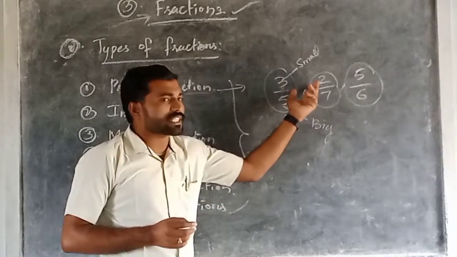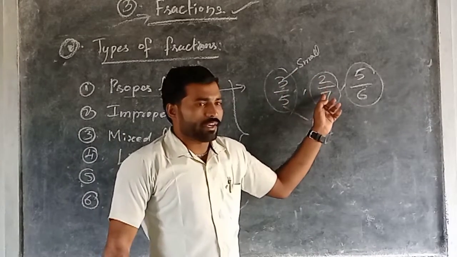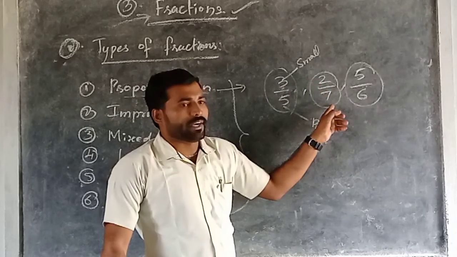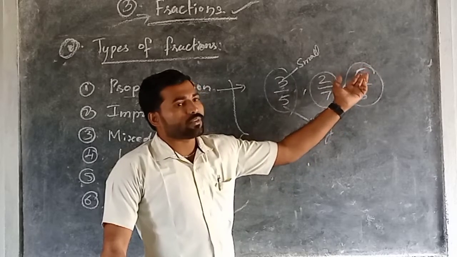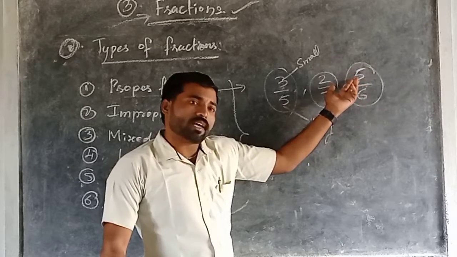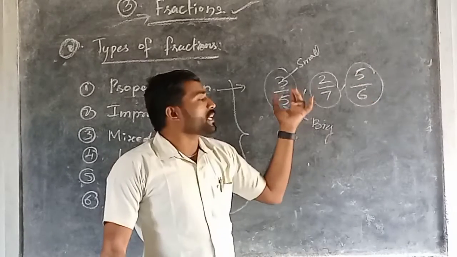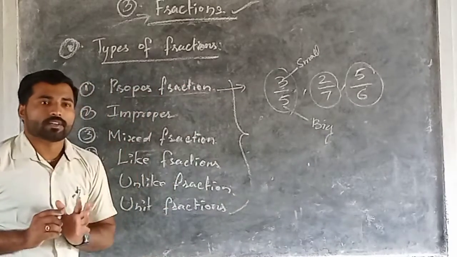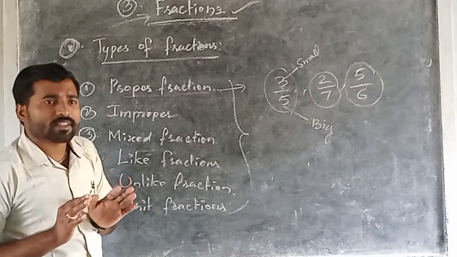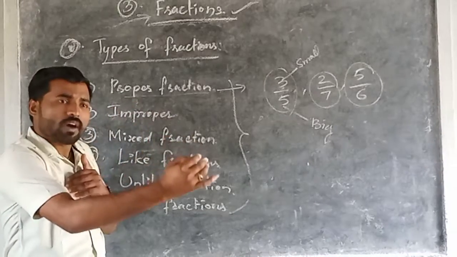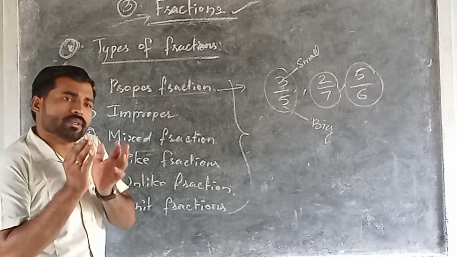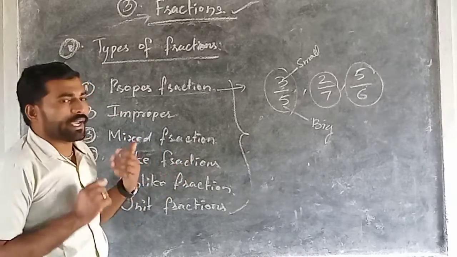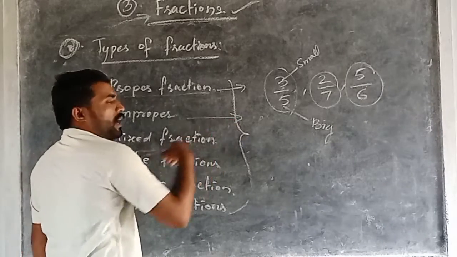In 2 by 7, the numerator is smaller than the denominator. In 5 by 6 also, the numerator is smaller than the denominator. That is why these fractions are said to be proper fractions. There is nothing more, my dear students. If the numerator is small and the denominator is big, then you can say it is a proper fraction.